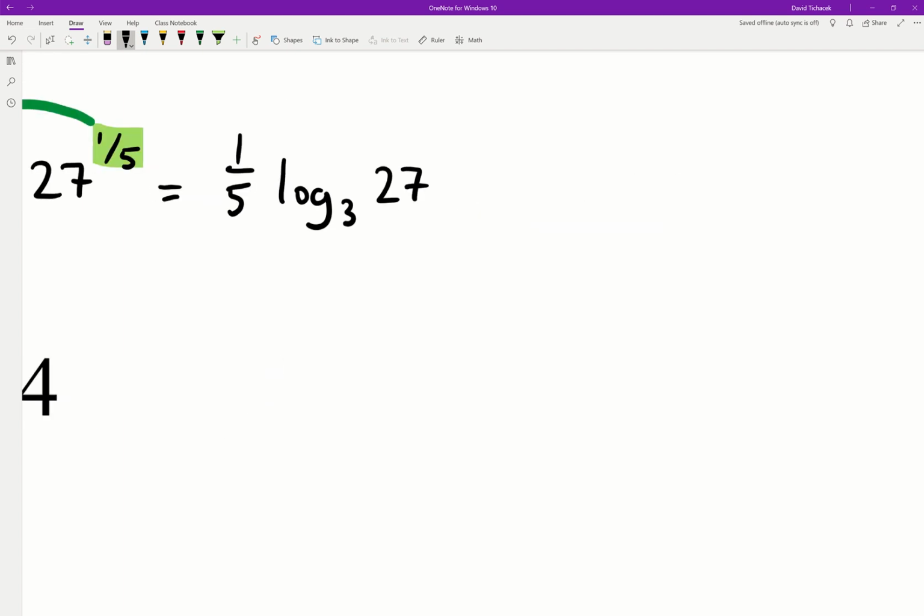The interesting thing about this is that log base 3 of 27 is something that we can work out. If we rewrite 27 as something with a base of 3, then we can use one of our log inverse properties from the last video to simplify here. So 27 can be rewritten as 3 to the power of 3, and if we're doing the log base 3 of 3 to the power of 3, then that's simply going to be 3, and that's going to leave us with the final result of 3/5.